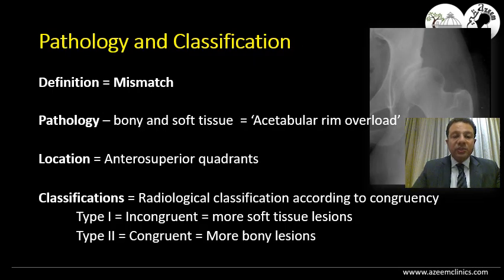To summarize the first part of our presentation, definition: it's a mismatch between the femoral head and the acetabulum. Pathology: it's bony and soft tissue lesions occurring at the acetabular rim, which is located mainly in the anterosuperior quadrant of the hip. Classifications: we can classify them into two types: incongruent type with more soft tissue lesions, and a congruent type with more bony lesions.